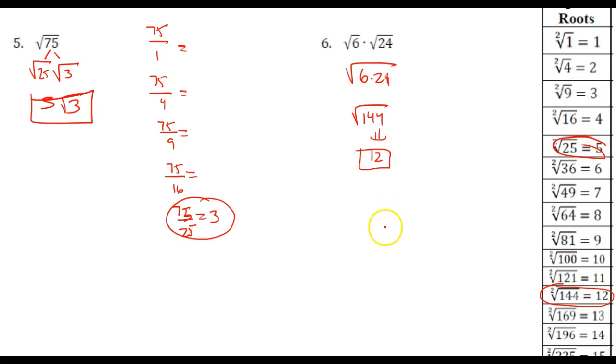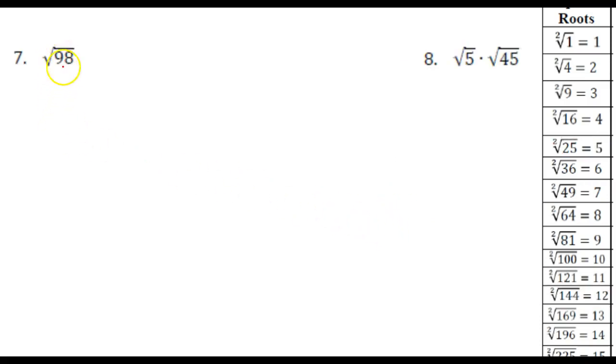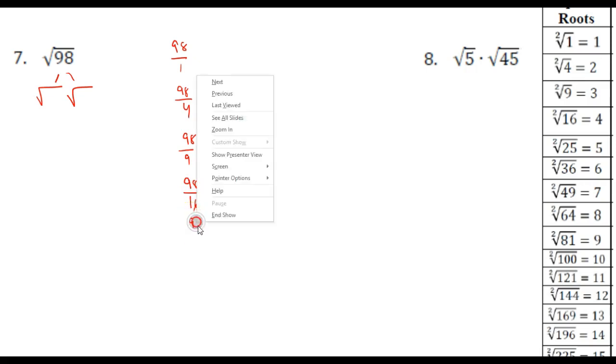Cool. Let's continue on. So the square root of 98. Again, I'm going to go ahead and figure out which of my factors work. 98 divided by 1, 4, 9. I'm going to just keep going down the list. You can try 25. I don't know how much luck you'll have there, but try it out.